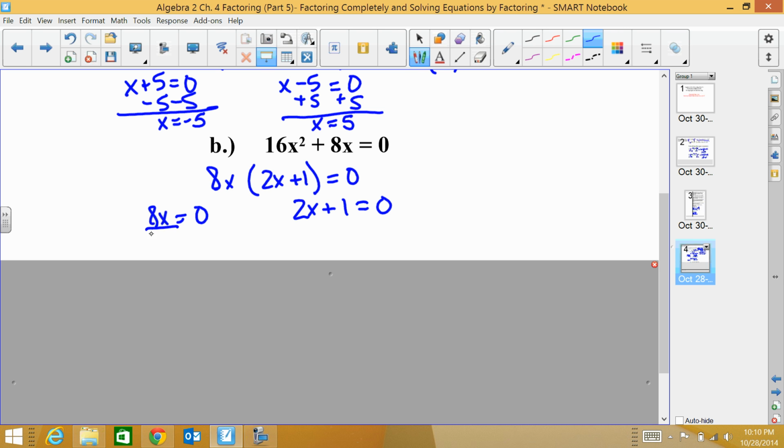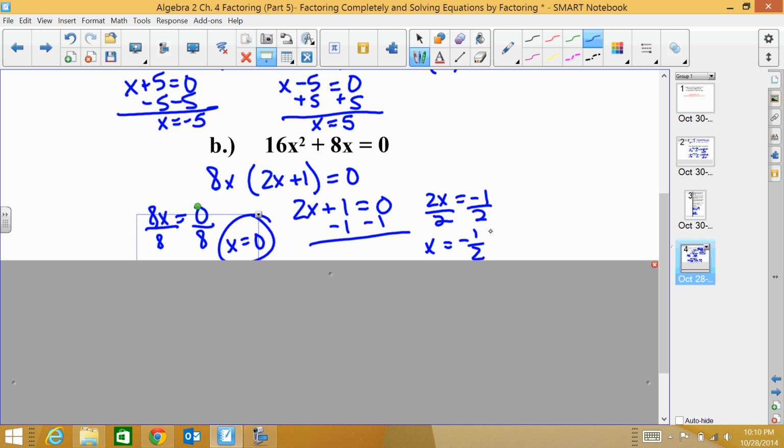Then I would divide this one by 8, and I still get x equals 0. On this one I would subtract 1, and I would get 2x equals negative 1, so I would divide by 2, so x equals negative 1/2. So my solutions are x equals 0 and x equals negative 1/2. And I could plug both of those in for x and check my answer, and it will equal 0.